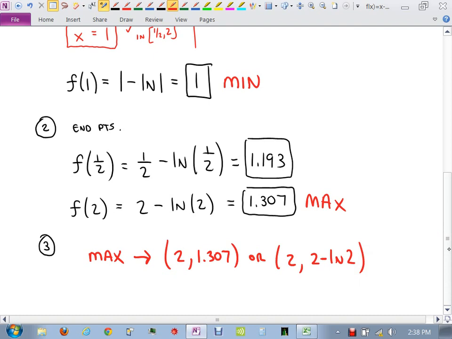The one on the right is known as the exact answer. The one on the left is the approximate. Your minimum occurs at (1, 1), doesn't it? You plug in 1, you get 1 out. Just remember that it's the y value that's the max or min. I just put it as an ordered pair so you can tell where it happens.